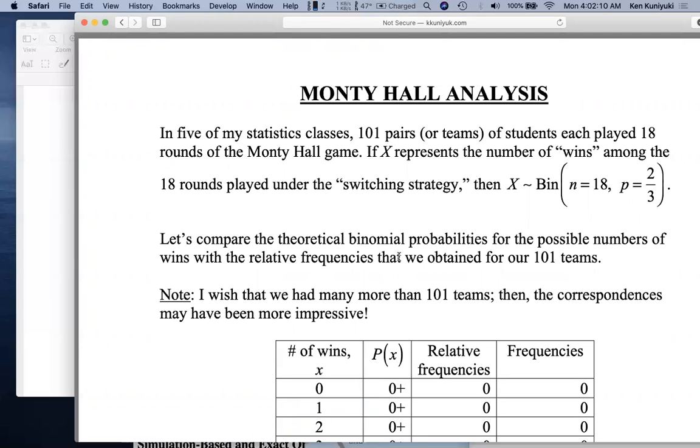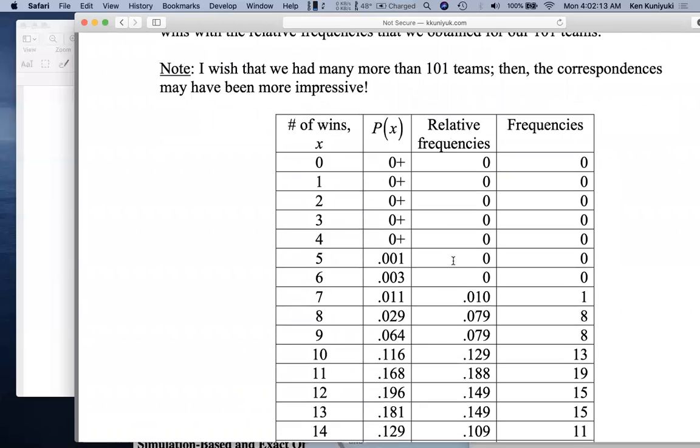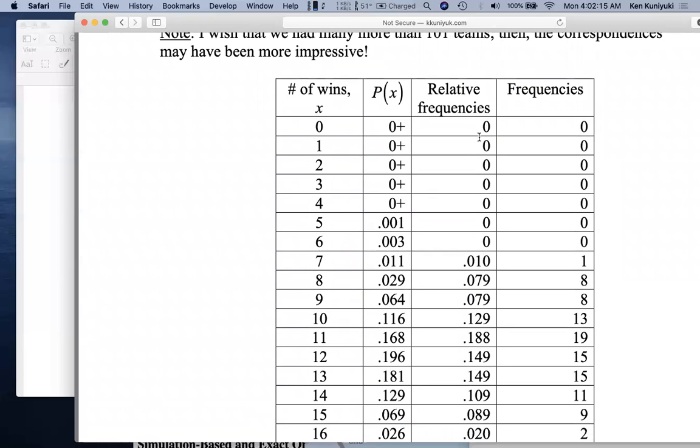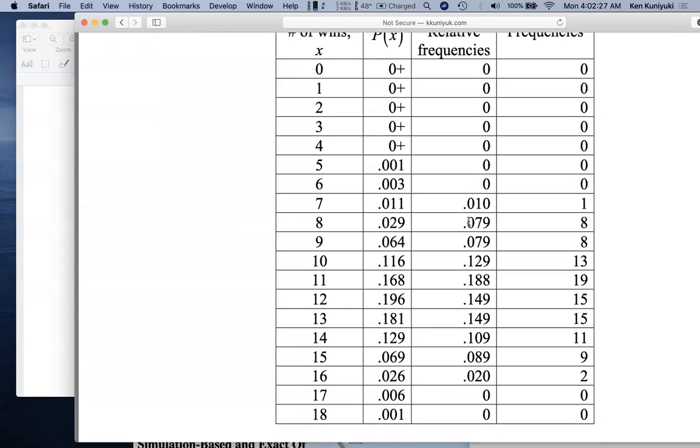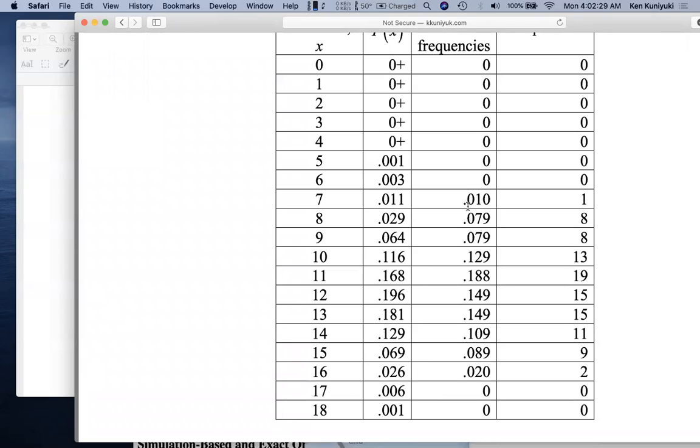Based on the 101 teams, no team saw 6 or fewer wins for the car. Nobody saw 6 or fewer wins in this switching strategy. But as a matter of relative frequency, it went up, up, up, up, up. This time it peaked at 11, but 12 was also pretty high over here. You saw the highest relative frequencies for basically 11, 12, 13 wins out of 18.